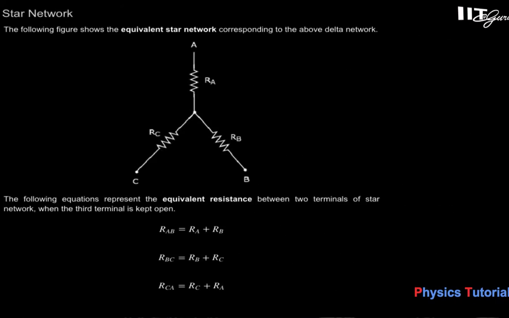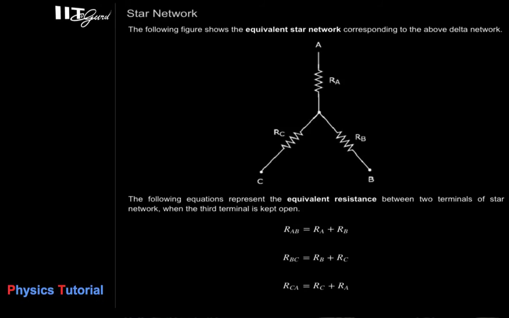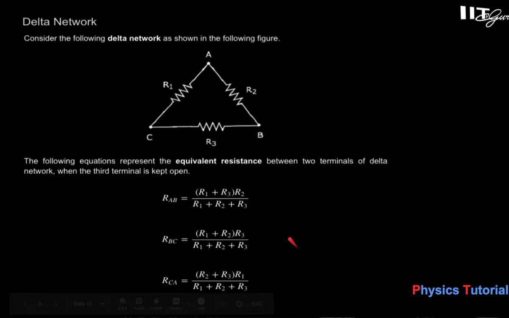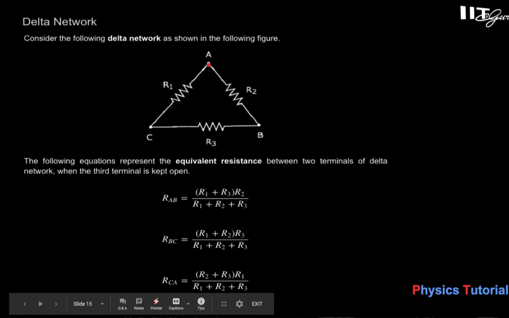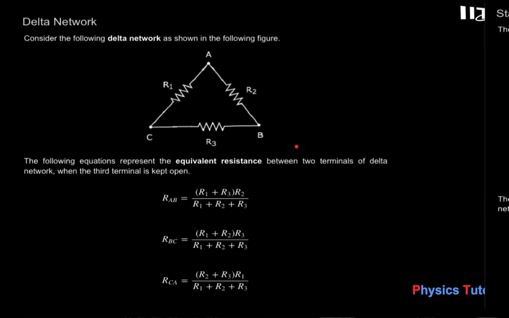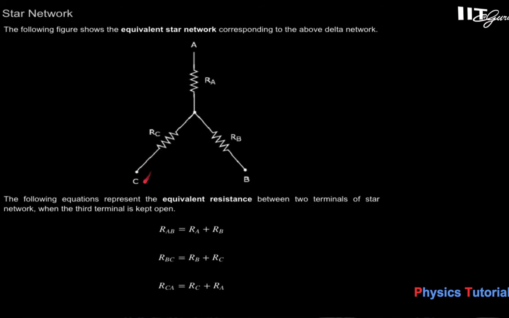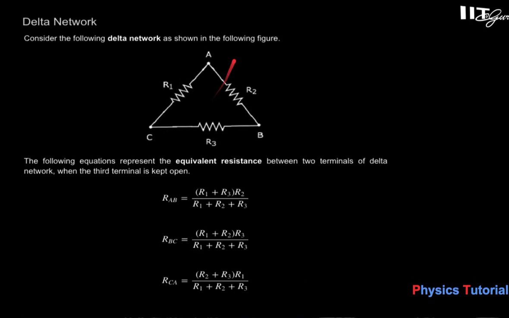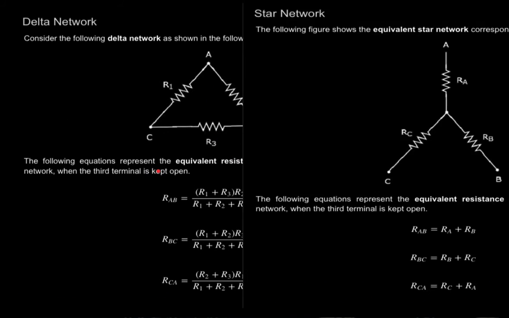Now similarly go for a star connection. The following figure shows the star connection network. Here you see a Y shape, or star shape, corresponding to the above delta network. The points are the same as in the delta network: point A, point B, point C. Instead of connecting these three points directly, we have connected a star network.